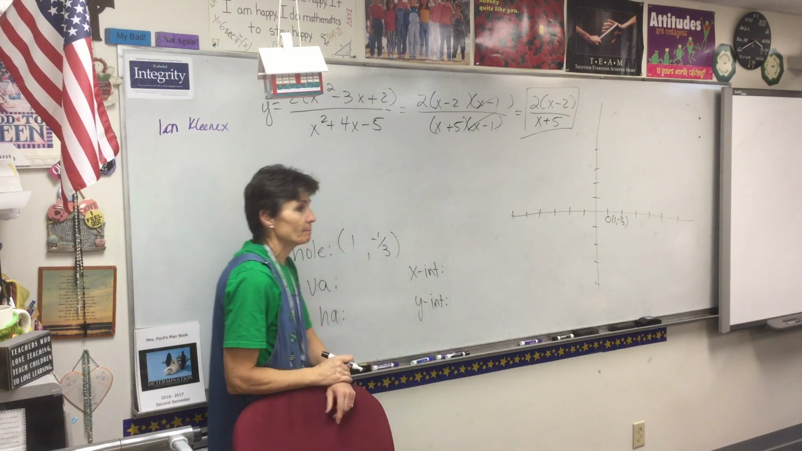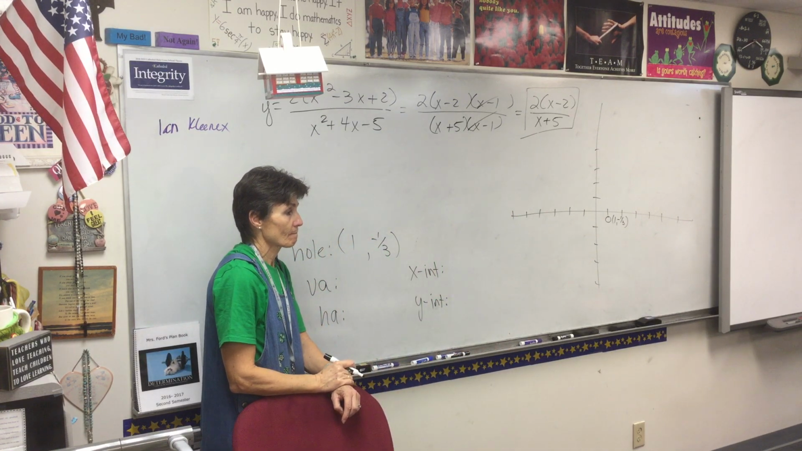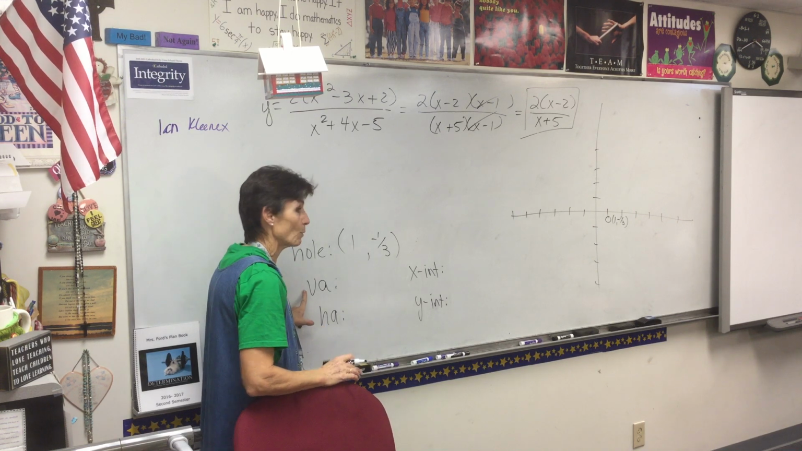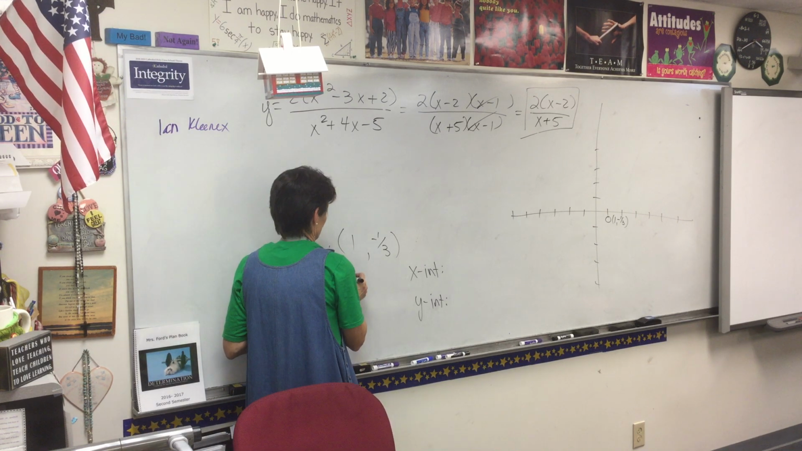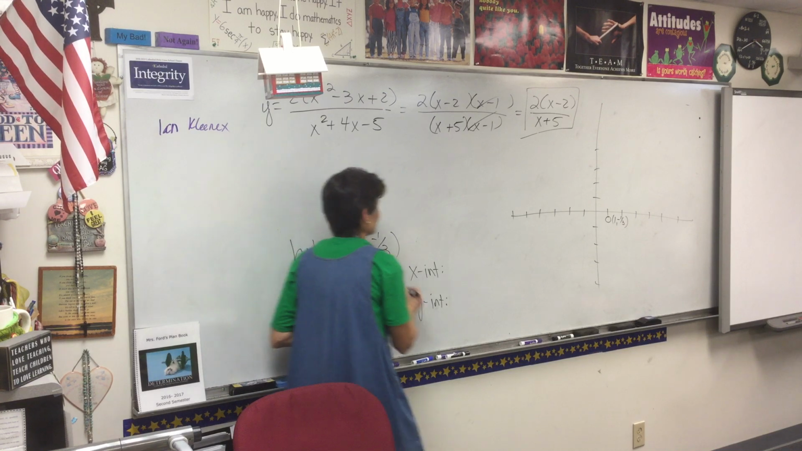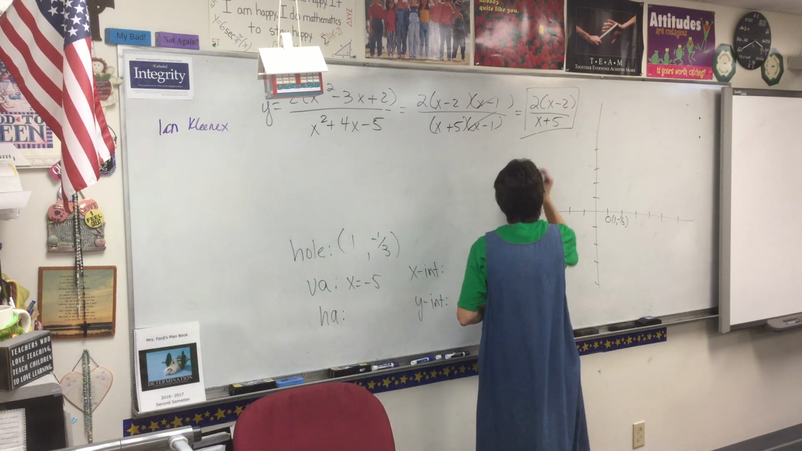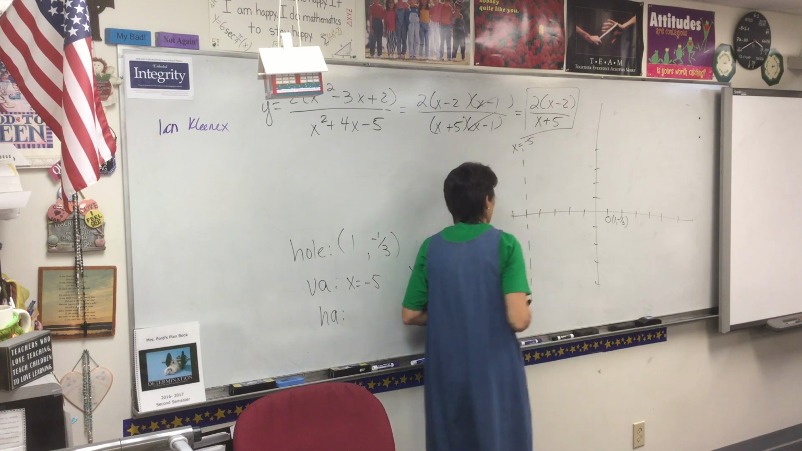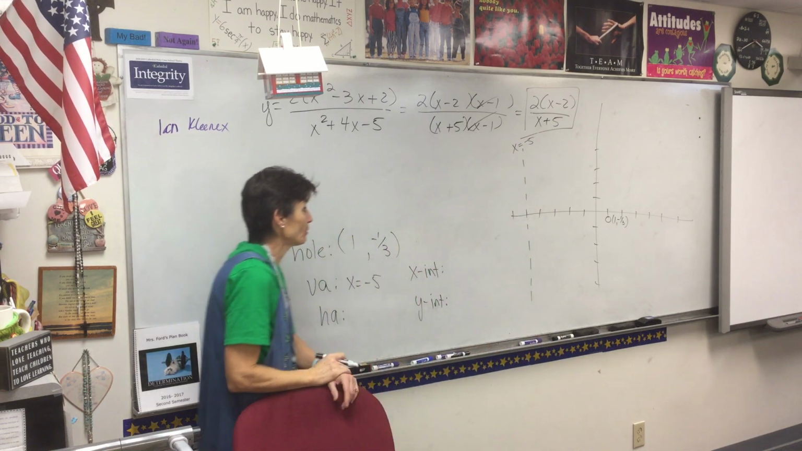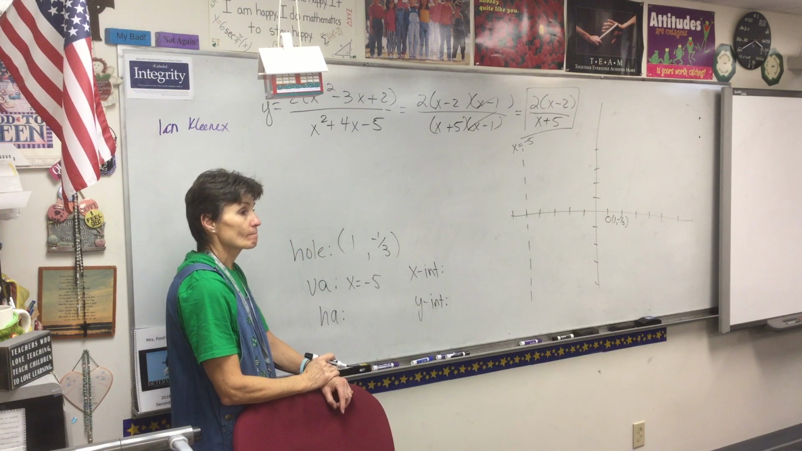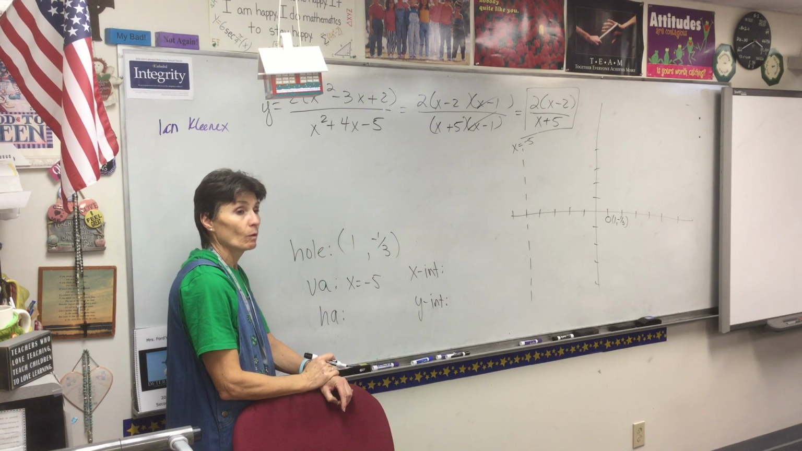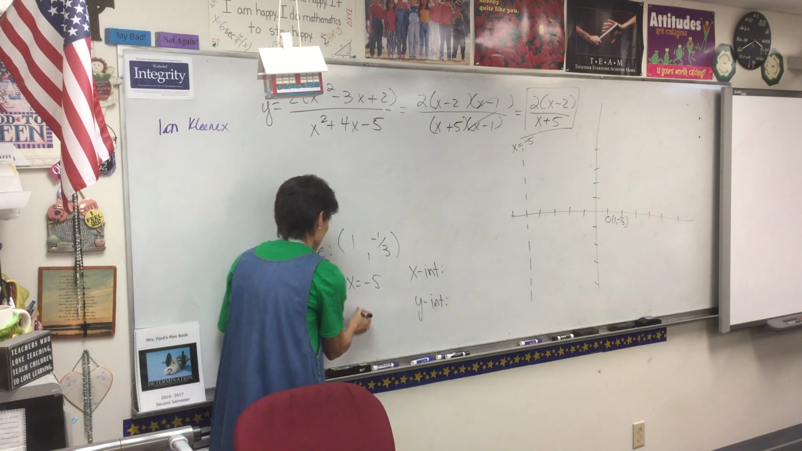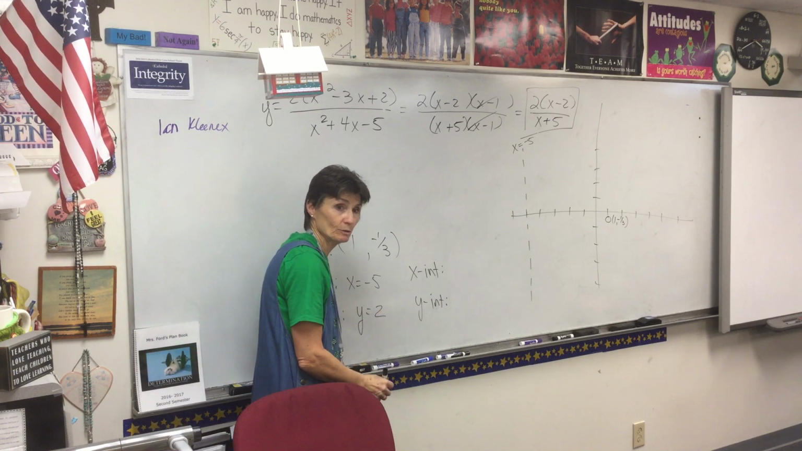Okay, tell me what else I've got. Vertical asymptote where? At x equals negative 5. That is what makes the denominator 0. So that's my vertical asymptote. Perfect. I have a horizontal asymptote. Where is it? Y equals 2. Everybody got that? Y equals 2.